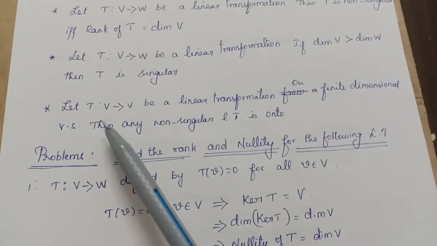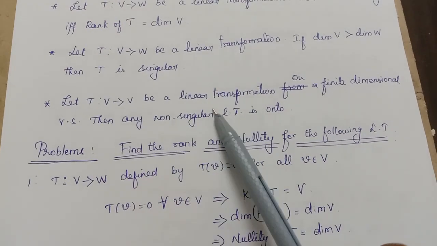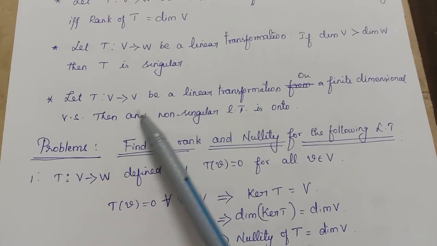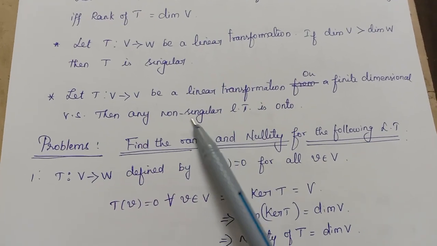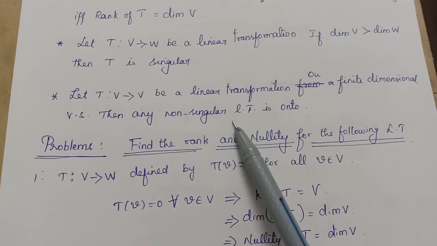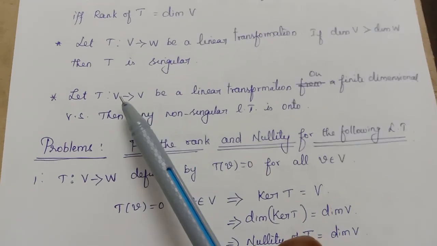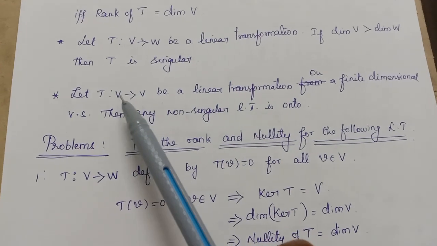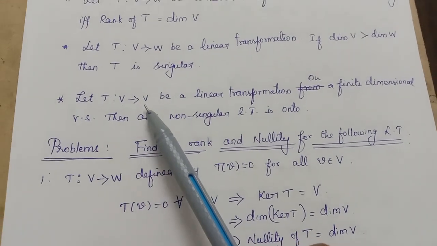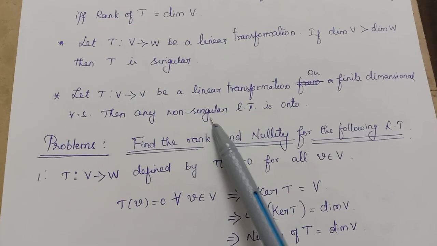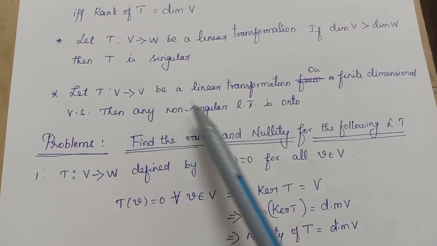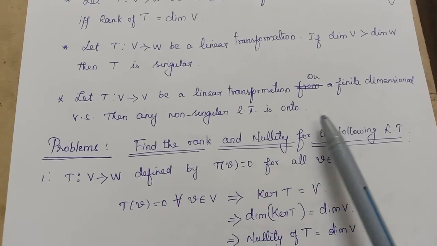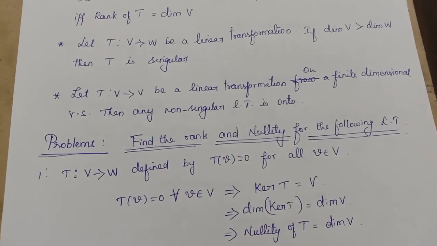Then the final result: T from V to V is a linear transformation on a finite dimensional vector space V. Then any such non-singular linear transformation will become onto. That is, T is a linear transformation from a finite dimensional vector space to itself, and whatever non-singular linear transformation you have from V to V will obviously become an onto mapping. So with all these results, let us solve some problems.